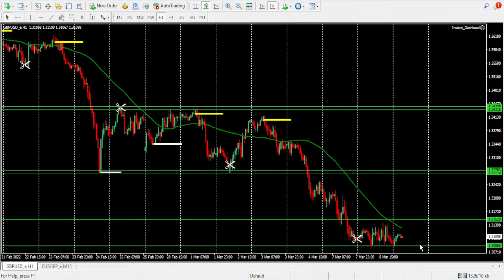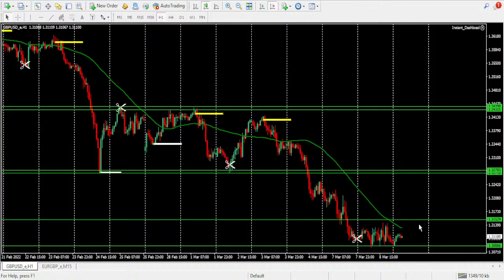So as it is right now, we just want to see what happens if the price continues up and touches 1.31529, which is this level here. Then this will give us the ideal place to look for a sell from. And in case the price goes down and touches the lower one, 1.30866, then this should be the correct place to look for a buy from.